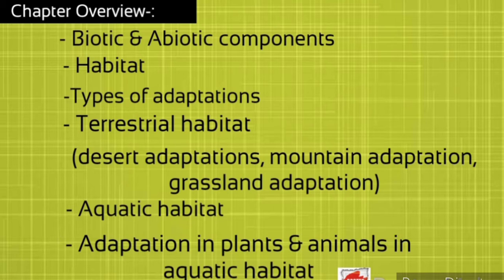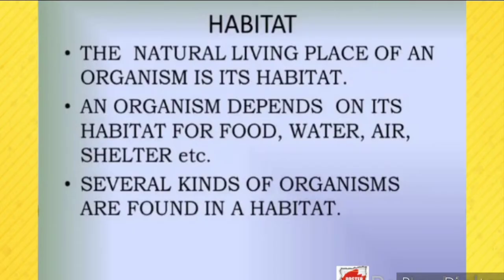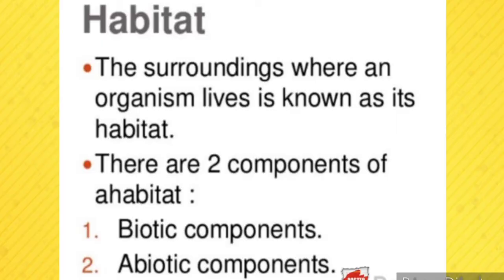So let us start. First of all, we'll study what is habitat. The natural living place of an organism is called its habitat. An organism depends on its habitat for food, water, air and shelter. Several kinds of organisms are found in a habitat. So, the surroundings where an organism lives is called its habitat, and there are two components of a habitat. They are known as the biotic components and the abiotic components.